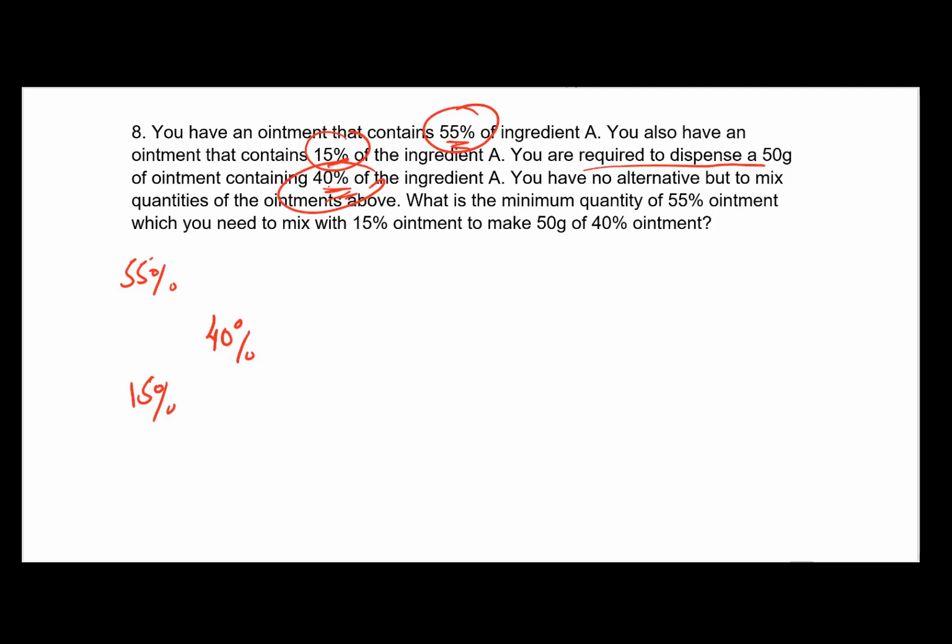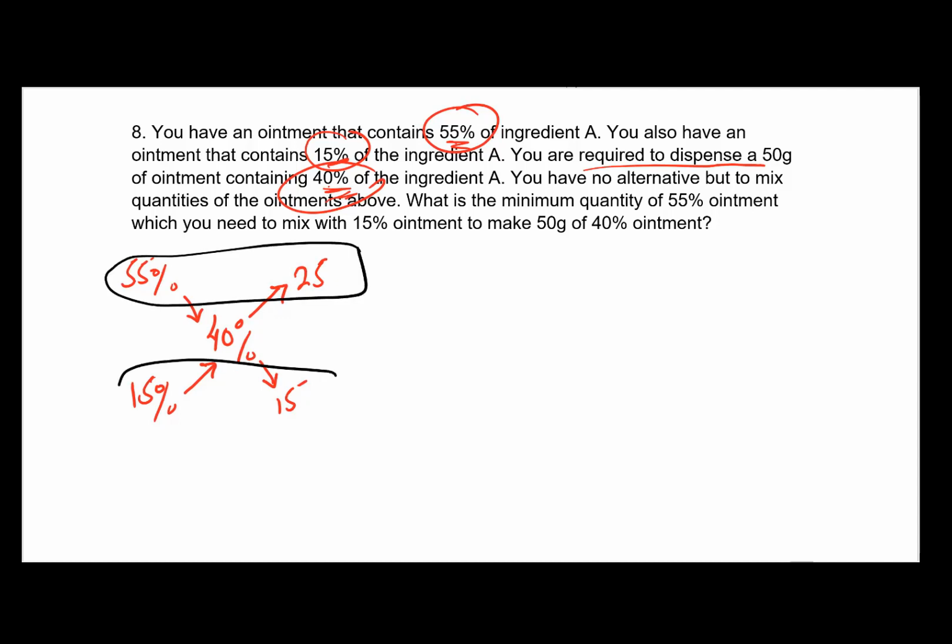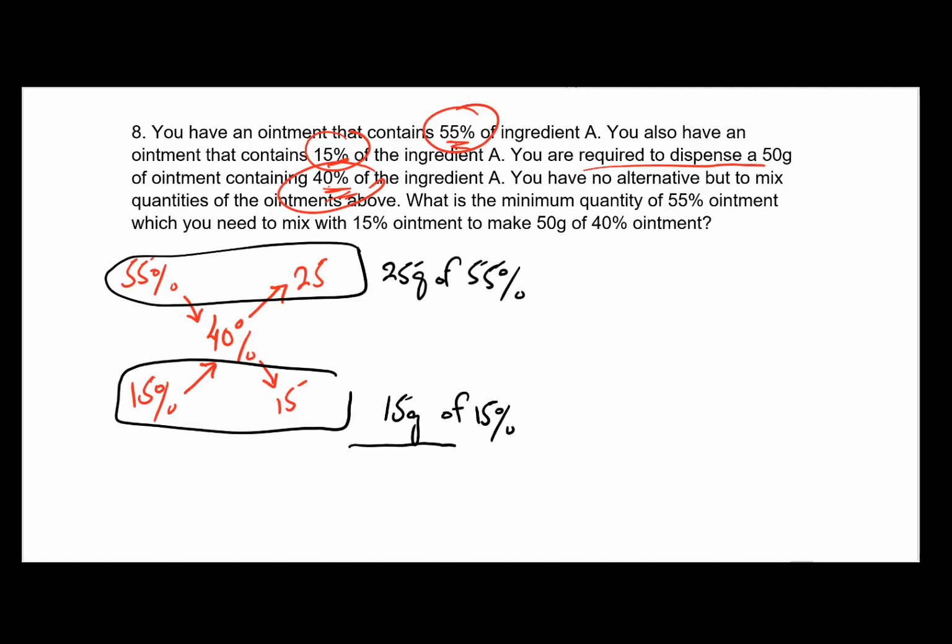Right? So the same alligation method. 55 minus 40 is 15, and 15 minus 40 is 25. So once I have done this, we go parallel. That means I need 25 grams of 55% ointment, and I need 15 grams of 15%. But that will give us 40 grams of 40% ointment. Right? So what would we do? We need, have a good look at the question, 50 grams. So what do we do next?